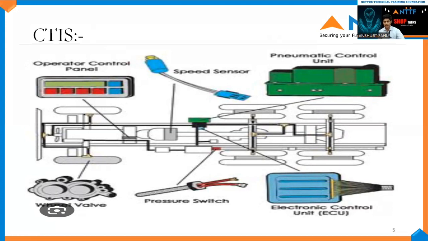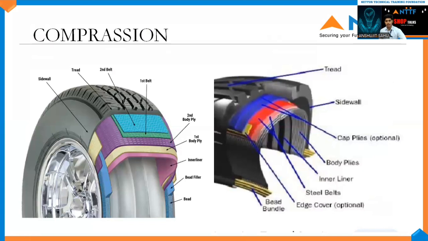So if you provide data or send a signal through the operator control panel, OCP, it will go to the pressure switch to check the pressure. After checking the pressure, it will go to the speed sensor: what is the speed of the car and at what speed we should inflate or deflate the tire. After that, the pneumatic control unit will get the data on what pressure we have to send. After the pressure is sent, the pressurized air will go to the wheel valve, and the wheel valve will open to the tires.